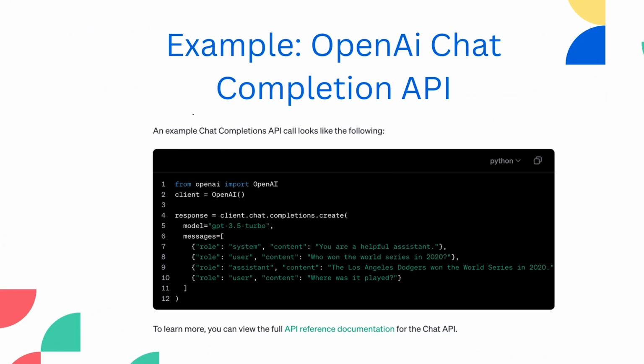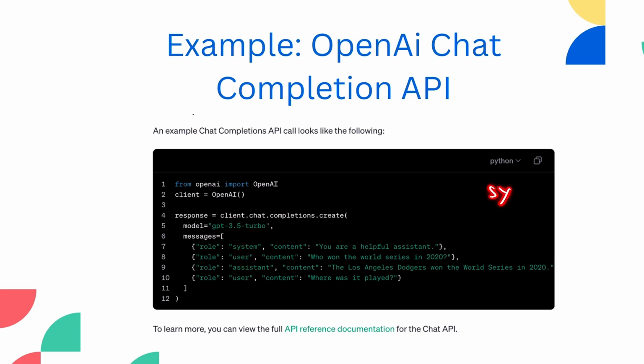Here is an example of the OpenAI chat completion API being used. An example chat completion API call looks like the following. You import the required libraries from OpenAI, create an instance of the OpenAI class, and then build the response with client.chat.completions.create, providing the model name, which is GPT-3.5 Turbo, and the messages. Here I have a set of roles: a system role, a user, an assistant, and the user.